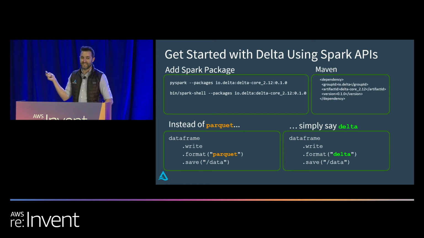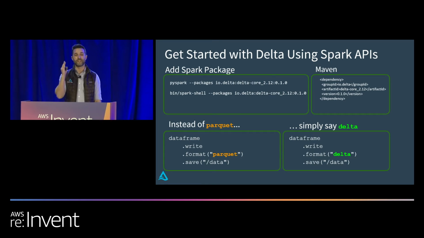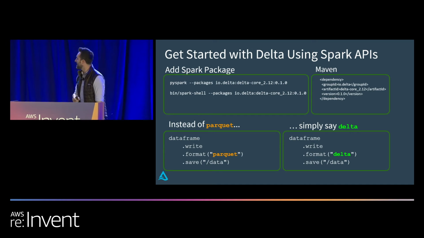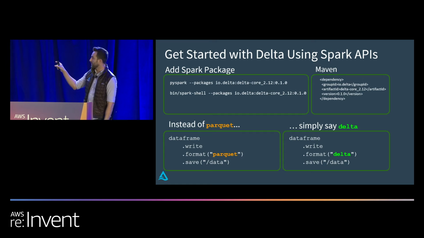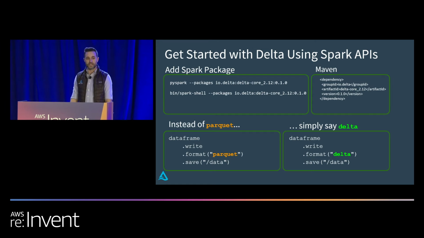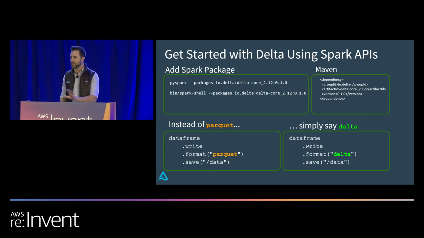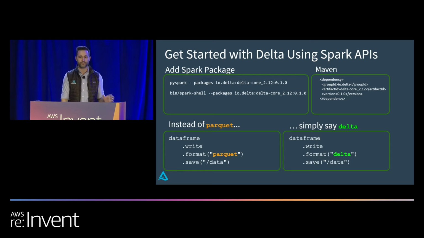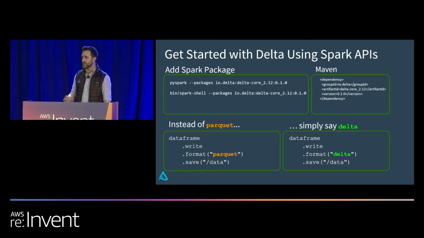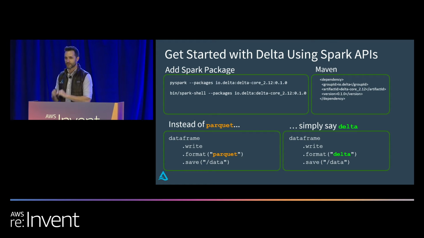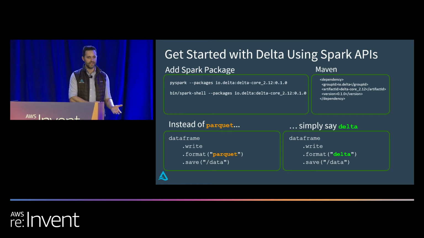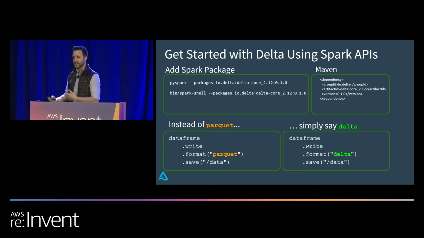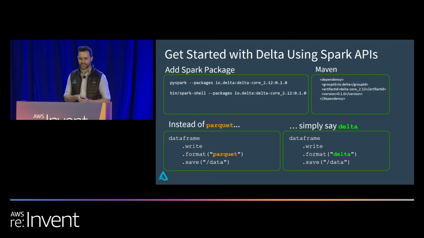I would also recommend, I see a lot of pictures being taken, there's a great getting started guide on our website, which I'll show you at the end, that is even better than this. But you can include it in your projects if you're using Maven. And finally, changing your code is trivial. If you're using the data frame reader and writer, all you need to do is change JSON, CSV, ORC, whatever you're using today, to Delta. And you'll automatically get all of the benefits of transactions and not have to change anything else.